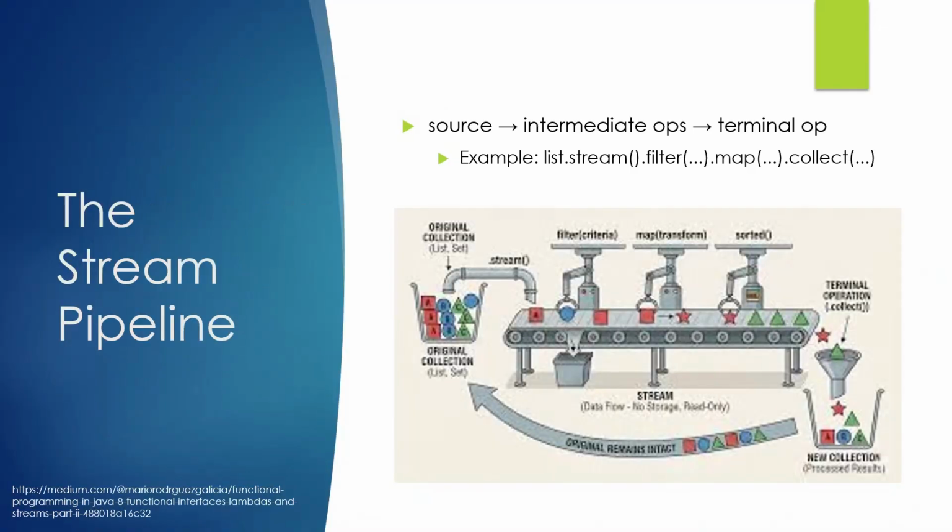So here's a stream pipeline. As I already alluded to, the basic syntax of the stream is you have a source, which is usually some kind of collection, then intermediate operations, which return another stream. And then you have the terminal operation, which lazily executes the stream. For example, list.stream, .filter, .map, .collect. So you have your collection, all these intermediate operations being performed, and then you get a new collection. But the original collection remains intact.